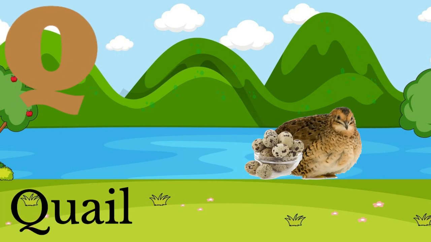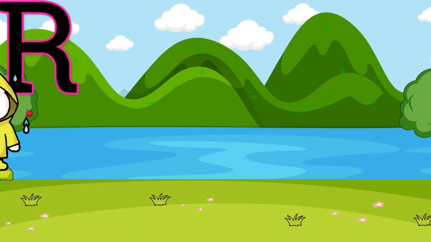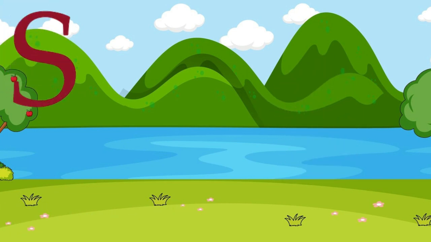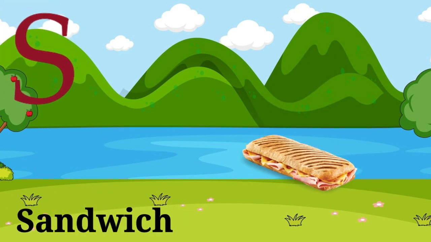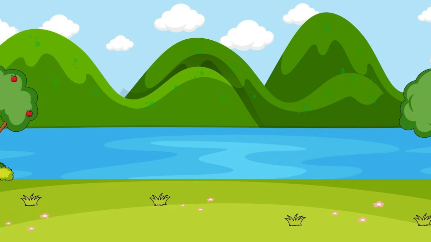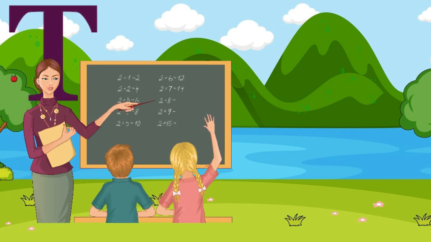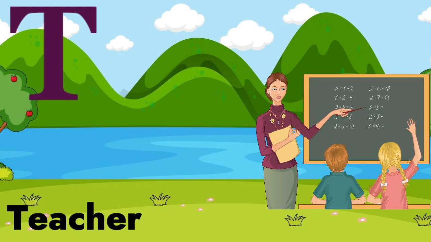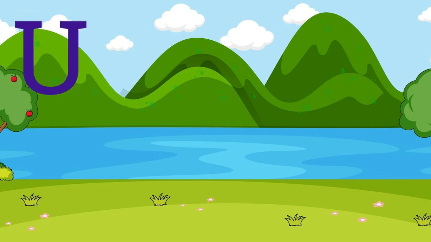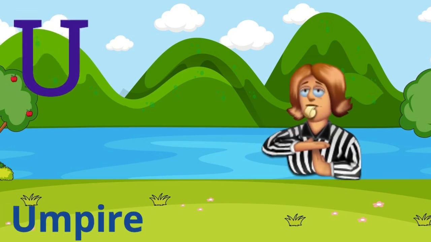Q for quill. R for raincoat. S for sandwich. T for teacher. U for umpire.